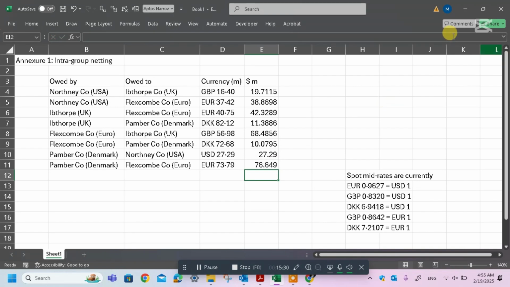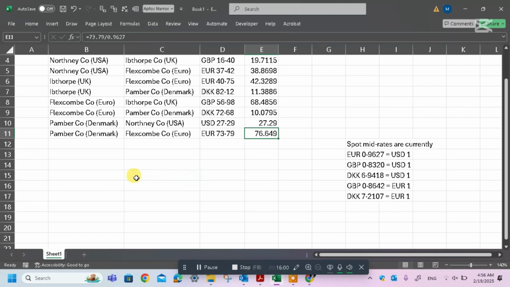Let's double check. Here, I divided by 0.832. 0.832 is GBP, correct. This is divided by 0.9627, euro, correct. Again, euro, correct. Divided by 7.2, yes. Divided by 0.832, GBP, correct. Divided by 7.210, DKK, correct. This is USD itself. This last one, 0.9627, right.